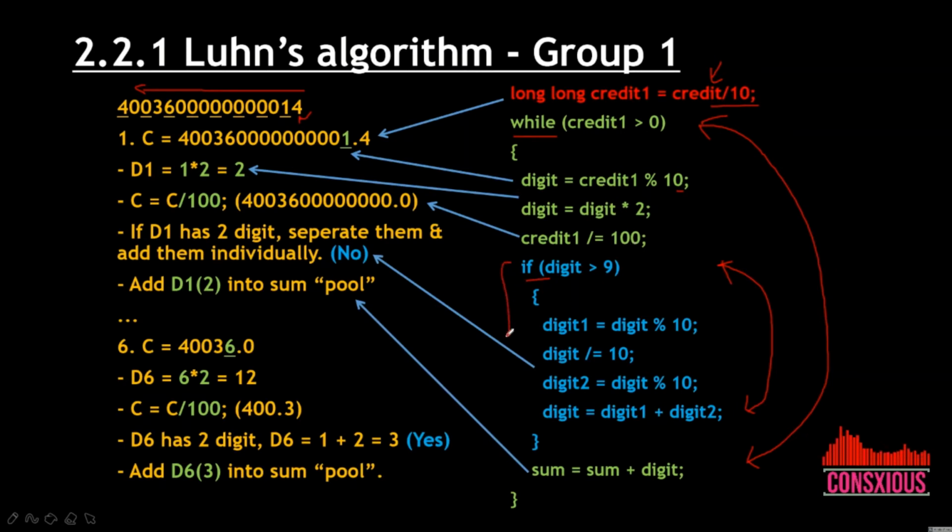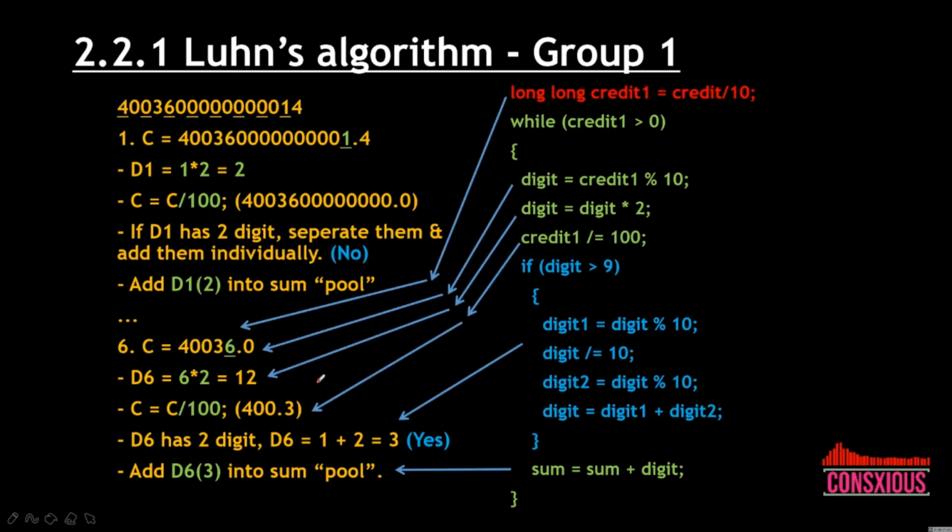Then you can see there's another, sorry, an if statement here. You can see here is a single digit. So is 2 more than 9? No, 2 is not more than 9. It will directly skip to this area. So this digit will be added into this sum value.